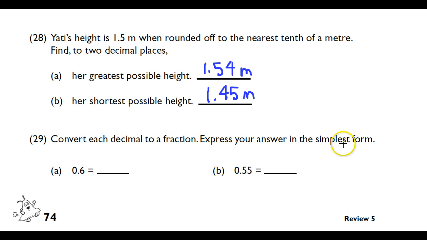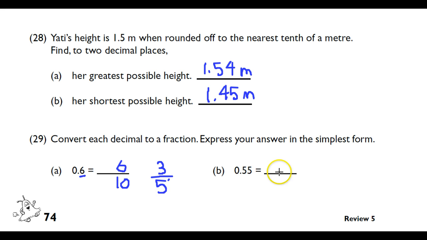Next, convert each decimal to a fraction. Express the answer in the simplest form. This is simple. This is the 10th, so it's 6 over 10. Now remember, 6 over 10 is just a fraction. Simplest form, continue, divide by 2 again is 3 over 5.